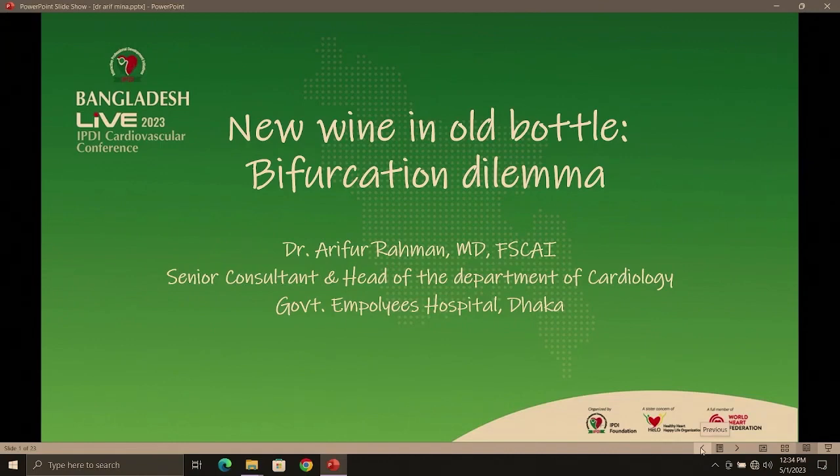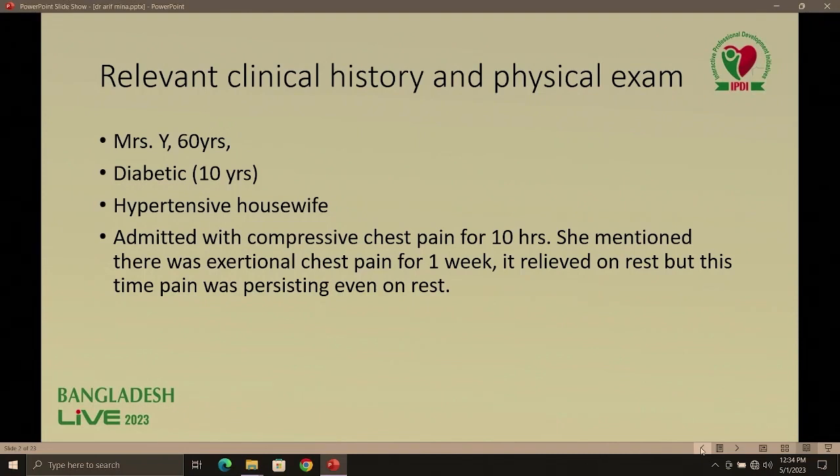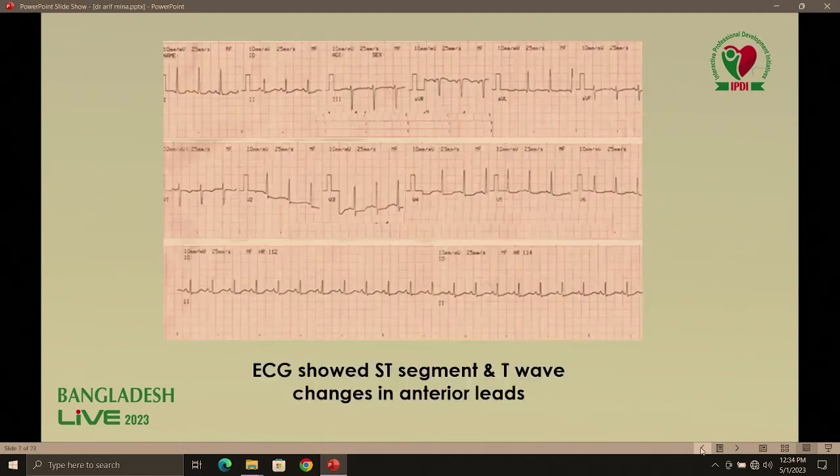My title is "New Wine in Old Bottle, Bifurcation Dilemma." Our patient is a 60-year-old diabetic, hypertensive housewife, admitted with compressive chest pain for 10 hours. She mentioned exertional chest pain for the last 1 week. It relieved on rest, but this time it was persisting even at rest.